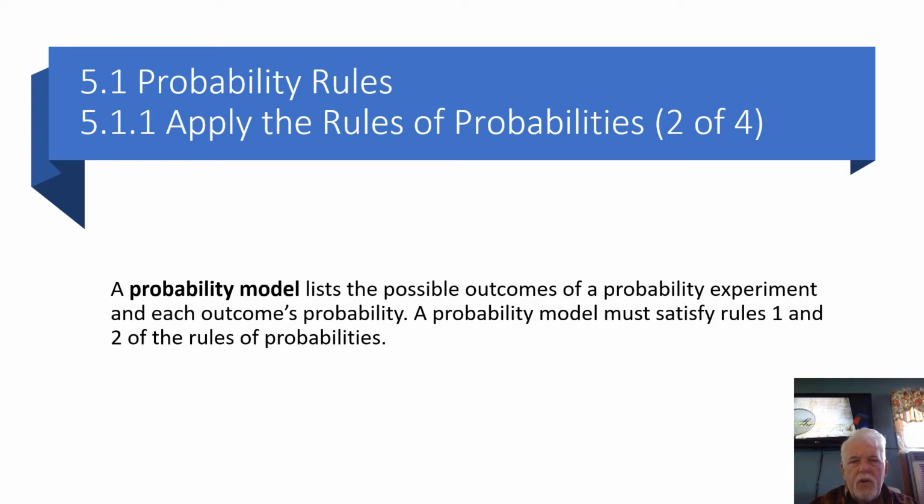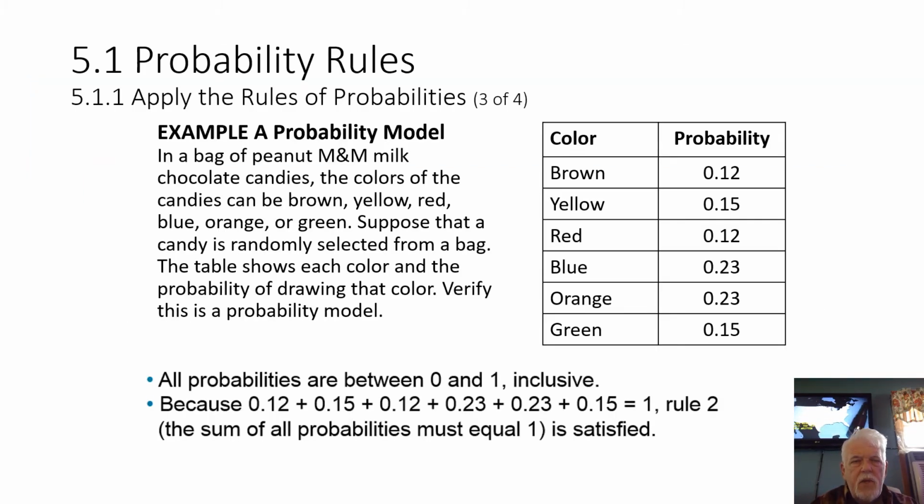So a probability model lists the possible outcomes of a probability experiment and each outcome's probability. A probability model must satisfy both of the rules that I listed in order to be a probability model. Here's an example of a probability model. Here you see the color of various kinds of M&Ms and the probability that there is an M&M of that color. This is a probability distribution because the probabilities are all between 0 and 1 inclusive, and because if you add them up, they add to 1.